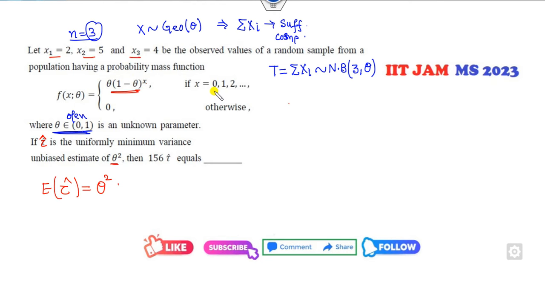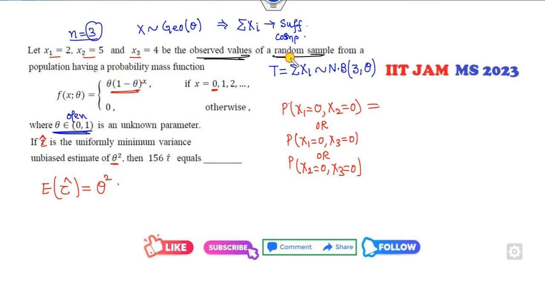Clearly say, if I take x is my 0, like here, x1 is my 0, x2 is my 0, or x1 is my 0, x3 is my 0, or x2 is my 0, x3 is my 0. So what is that? Because they are my observed random sample, they are IID. So what is the probability of x1 equal to 0? Theta into theta is theta square. This is theta square, this is theta square. So you can use any one of them. Fine. You can use any one of them.